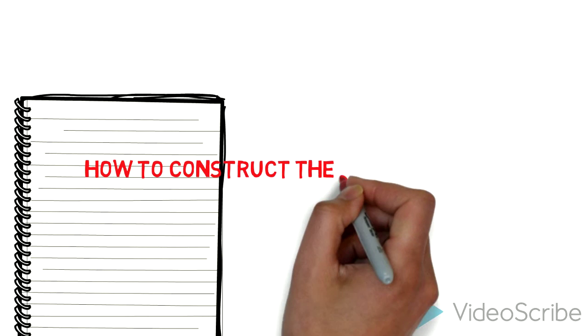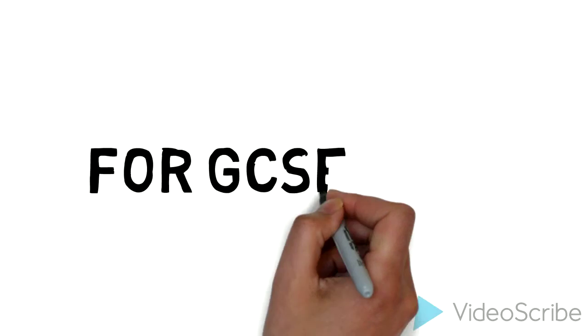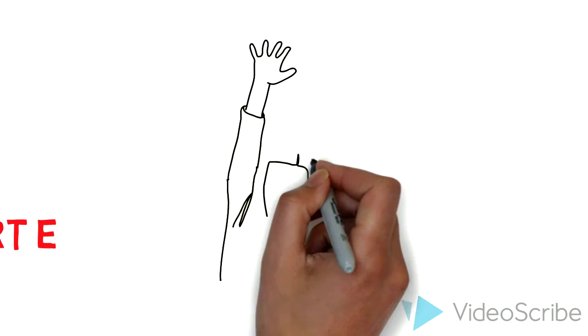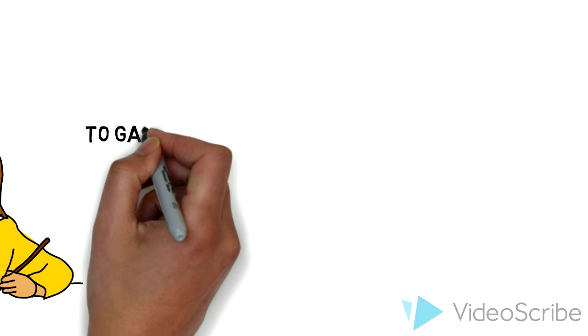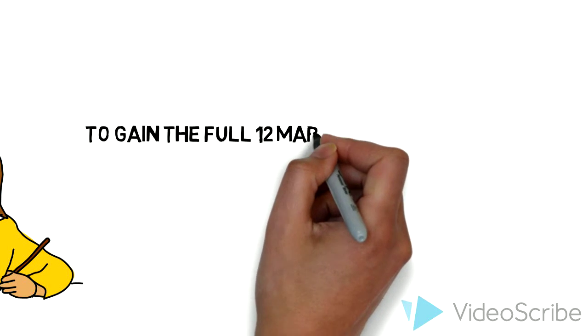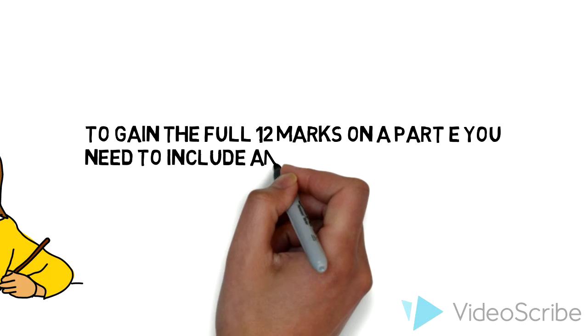This video is going to show you how to construct the perfect part E. As you should know, a part E is worth 12 marks. In order to get the full 12 marks, you need to do the following things.